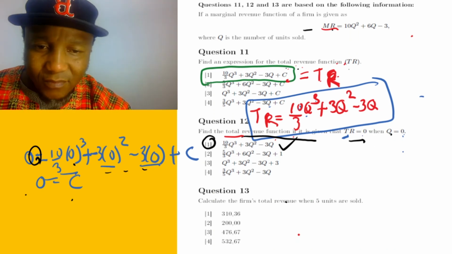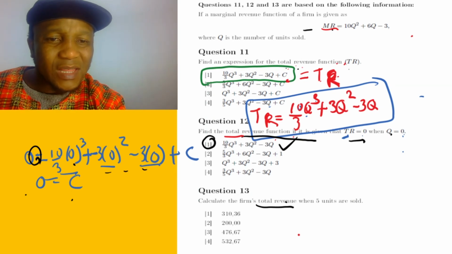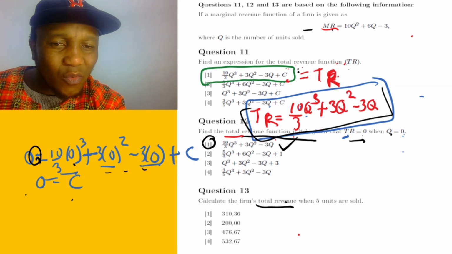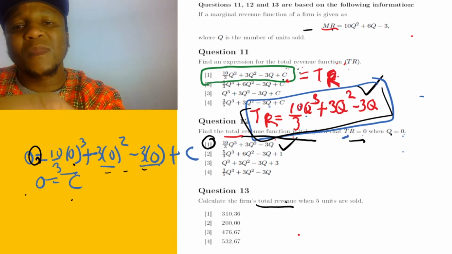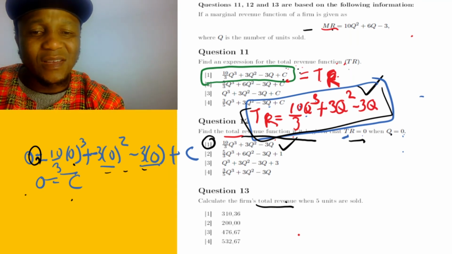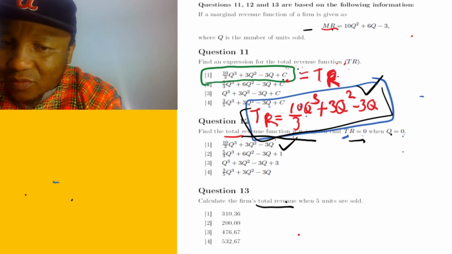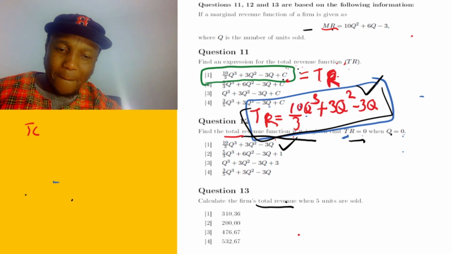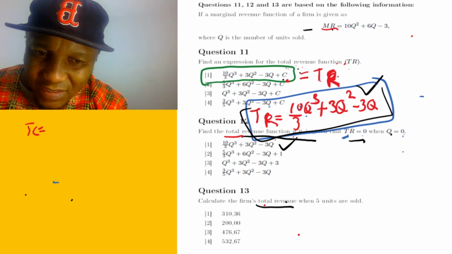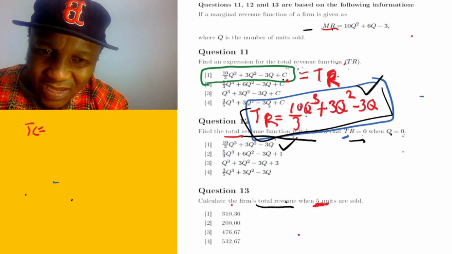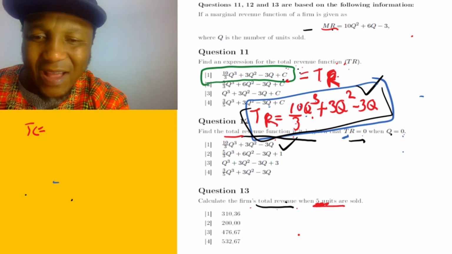For the last one, they say calculate the total revenue. Because in this one the problem was that we did not know C, I'd rather use this one. So how can you get the total revenue? It's easy. Total revenue equals, they say how many units? When 5 units, find the firm's revenue. When it is 5 units, it means 10 over 3 times 5.